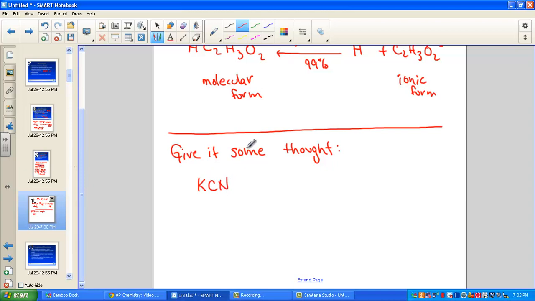If we give it some thought, what are the species that lie in KCN? First of all, let's begin. Is it ionic or molecular? Well, I notice it's a metal to a polyatomic group of nonmetals. Potassium is that ion K plus 1. CN, carrying a -1, is called cyanide, right off of our polyatomic ion chart.